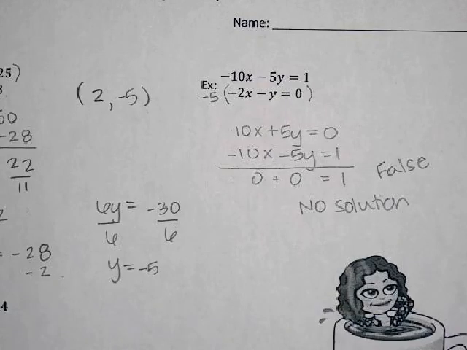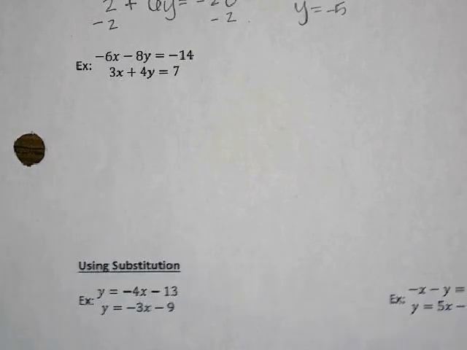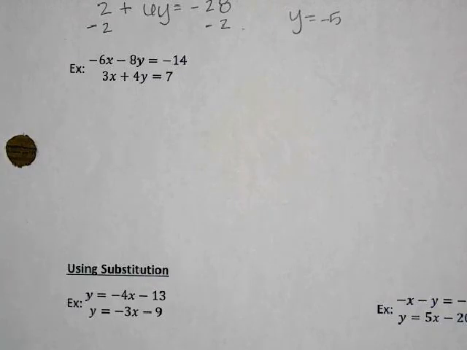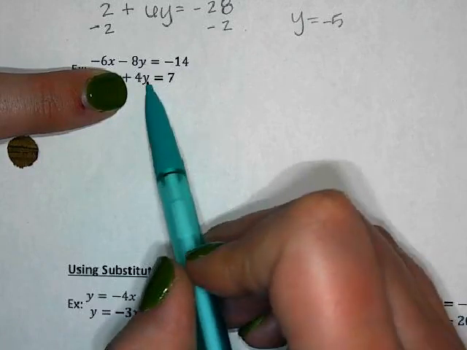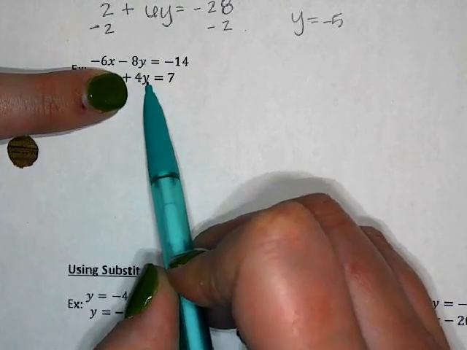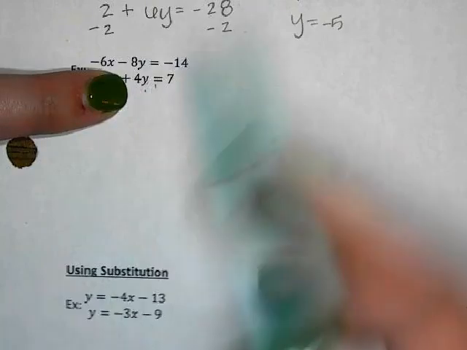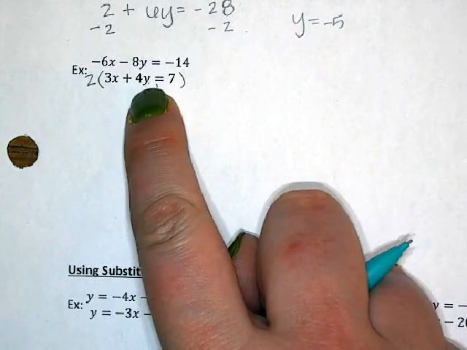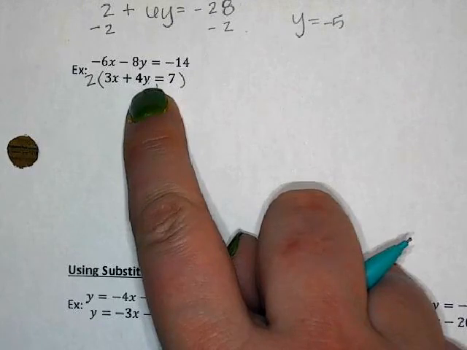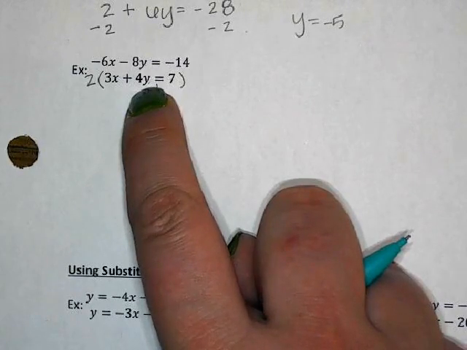Okay, let's try the next one. All right. Do you guys want to get rid of the x's or the y's? The y's. Okay. So we have a negative 8y and a positive 4y. What do I need to do to take the positive 4y and make it positive 8? Multiply it by 2. So if you notice, I always look at the one that is smaller, and I want to make it the same number as the bigger one, but just the opposite sign. So if the other one was negative 8, then I want to make the smaller one positive 8. If the other one was positive 20, then I want to make the smaller one negative 20.